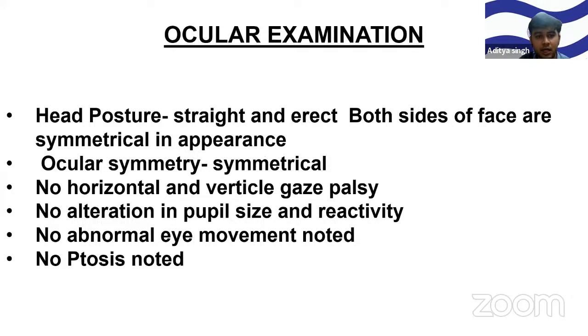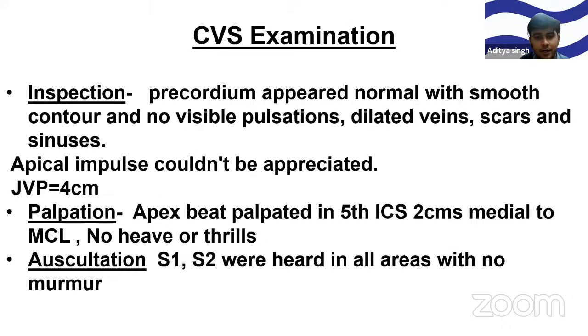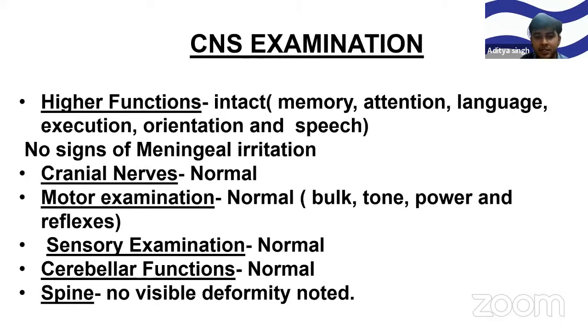Ocular examination. Head posture was straight and erect. Both sides of the face are symmetrical in appearance. Ocular symmetry is symmetrical. No horizontal or vertical gaze palsy. No alteration in pupil size and reactivity. No abnormal eye movement noted. No ptosis noted. All the systemic examinations of the patient are within normal limits.